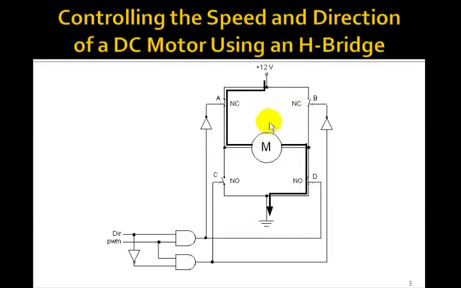So now, if you make direction 0, then the output here is going to be 0, and now this will be 1, so now these become 1. So in this case, that will close this relay, close this one, open this one, open this one. Now the current goes the other way and the direction of the motor changes. So that's the way an H-bridge works.